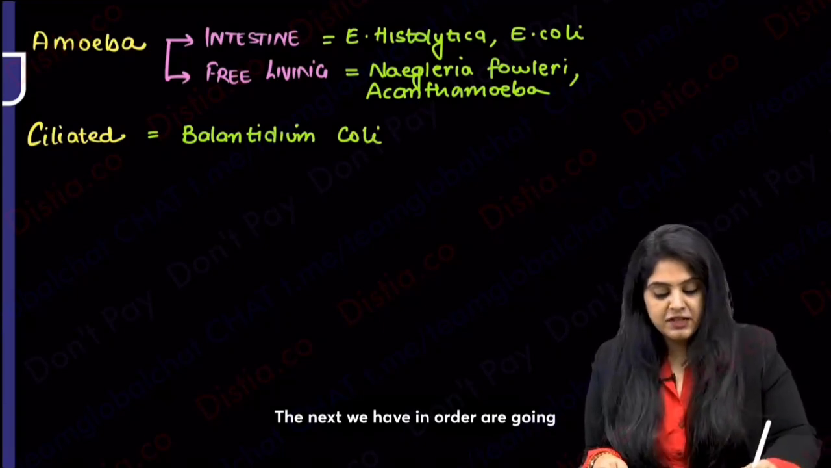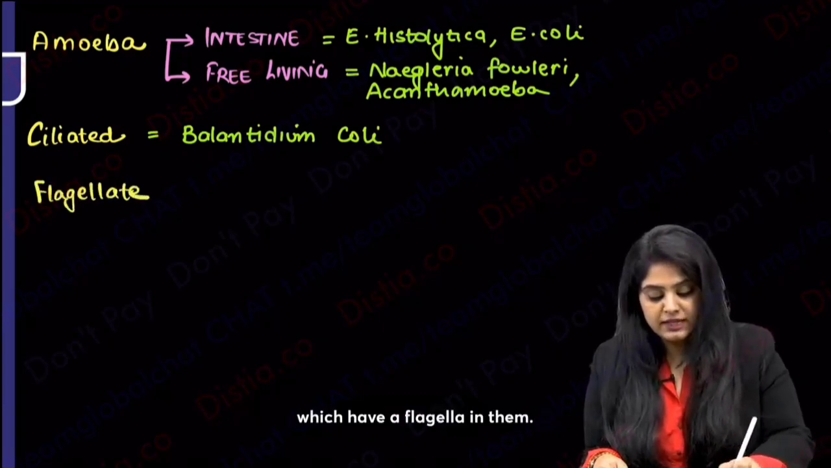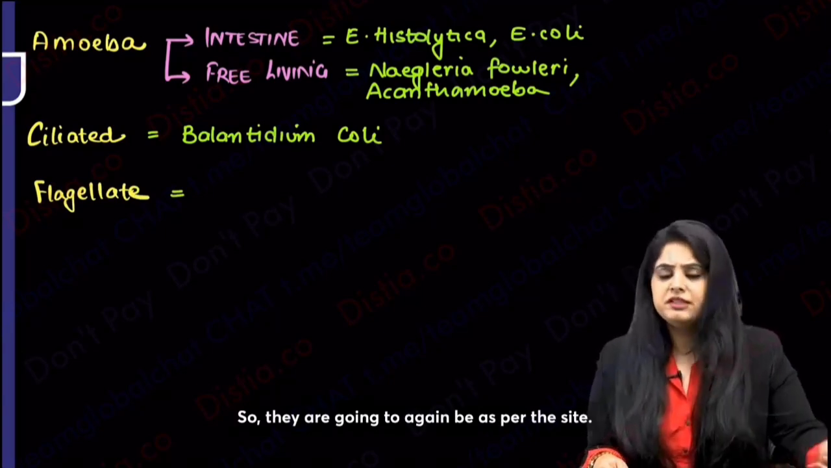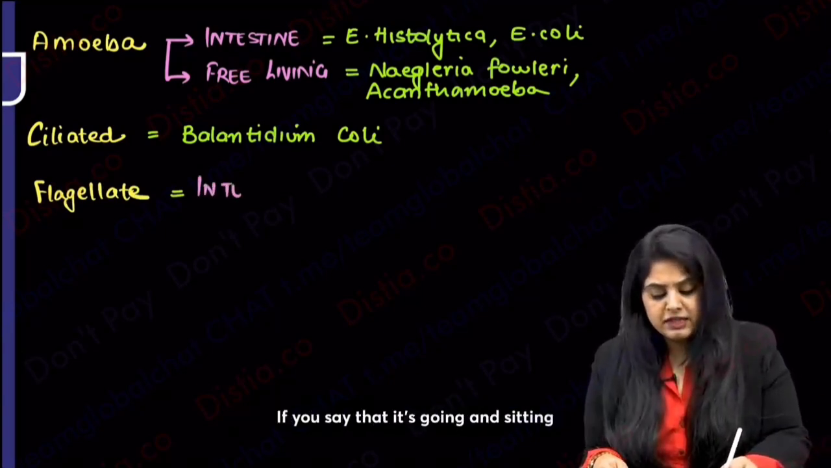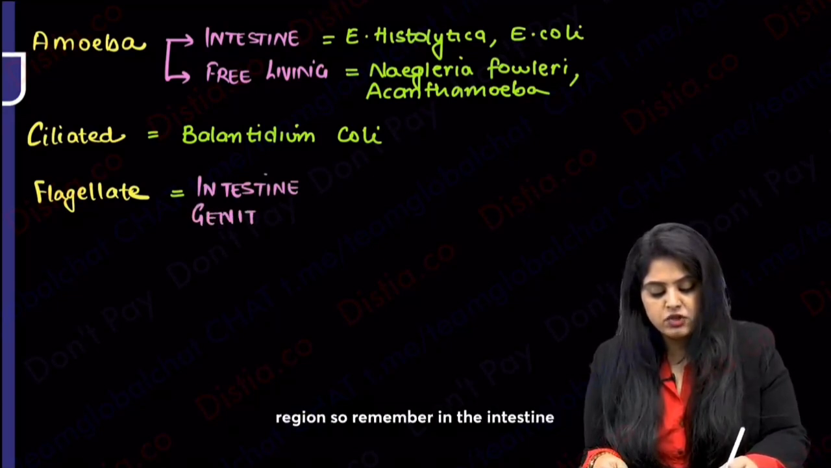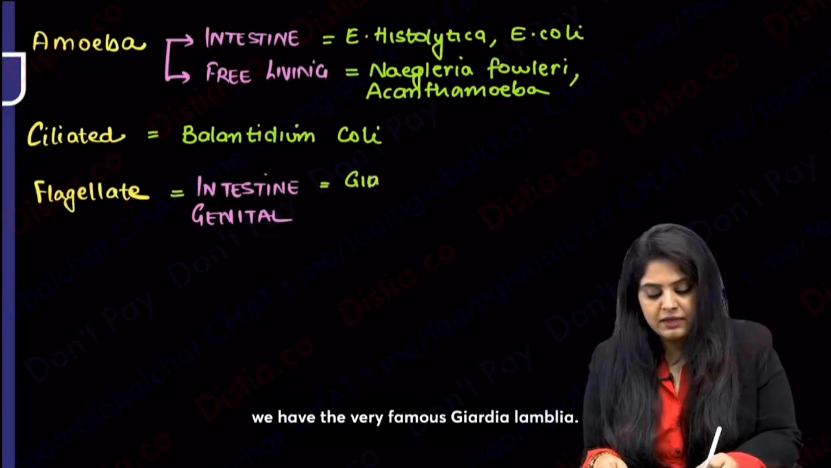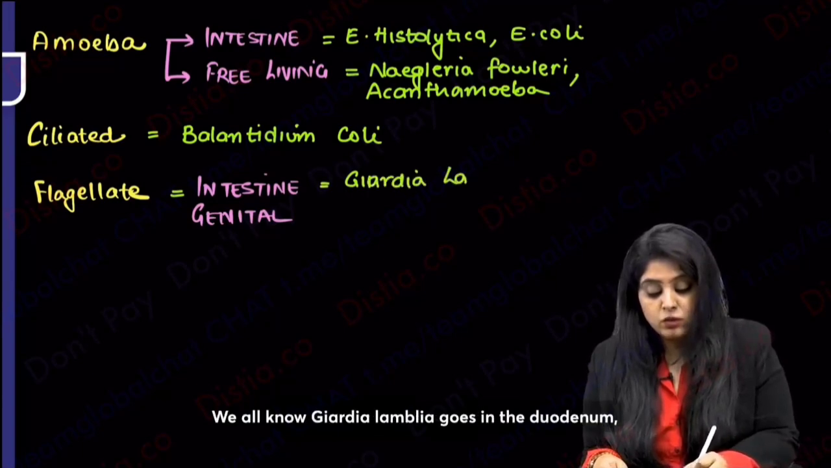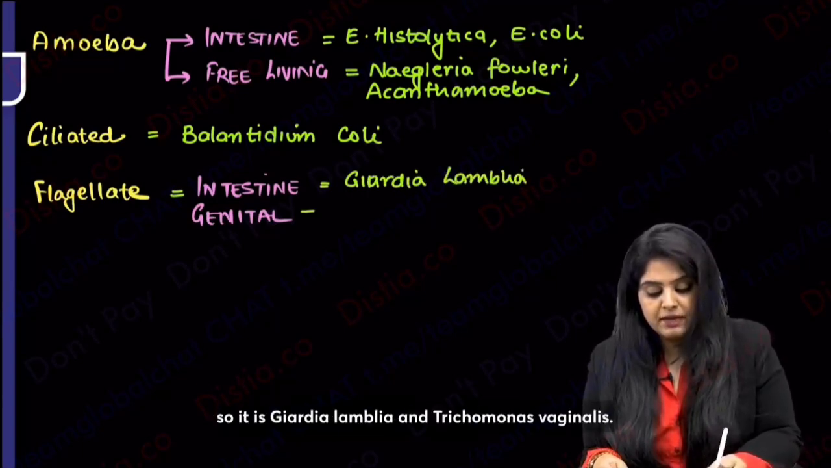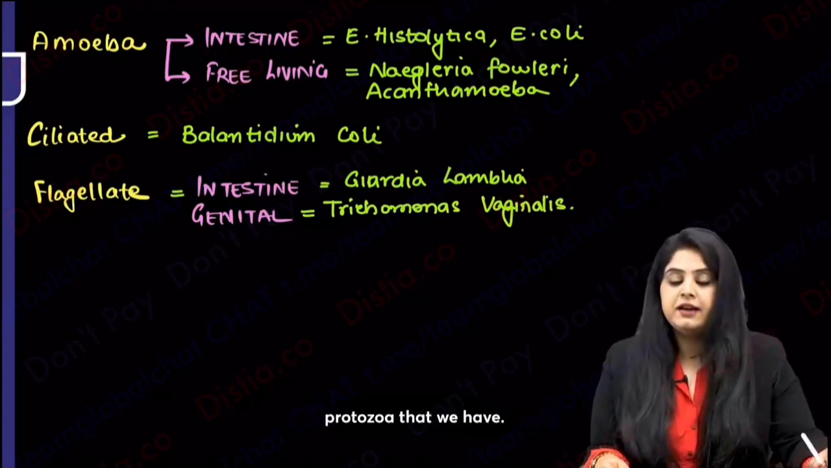Next in order are the flagellates, the ones which are motile, which have flagella. They are again classified as per the site, whether it's sitting in the intestine or having a habitat in the genital region. In the intestine we have the very famous Giardia lamblia. We all know Giardia lamblia goes to the duodenum. And Trichomonas vaginalis, the name itself tells me it's of course going to be a genital protozoa.